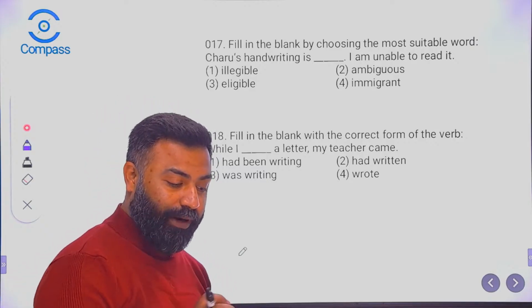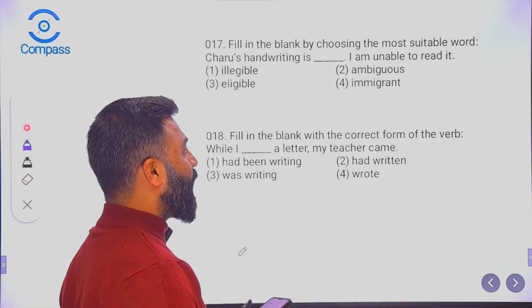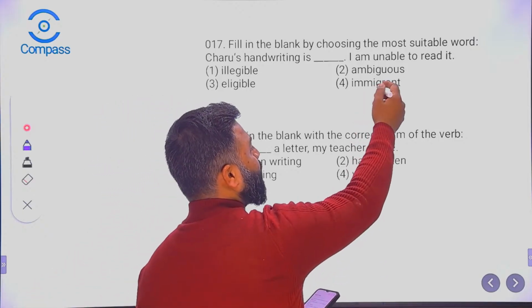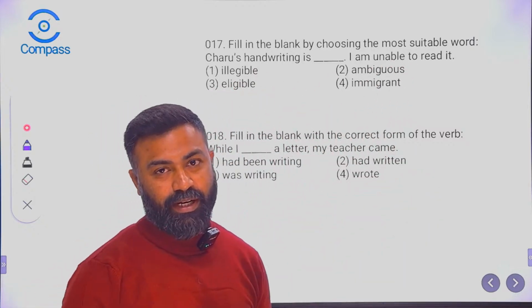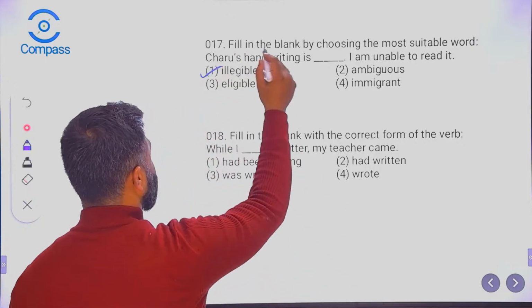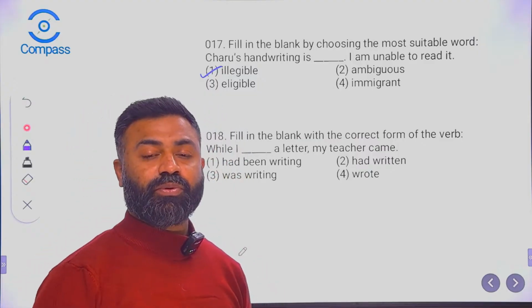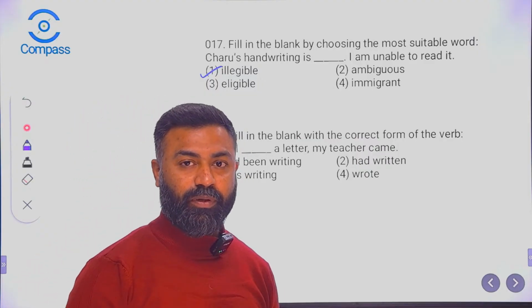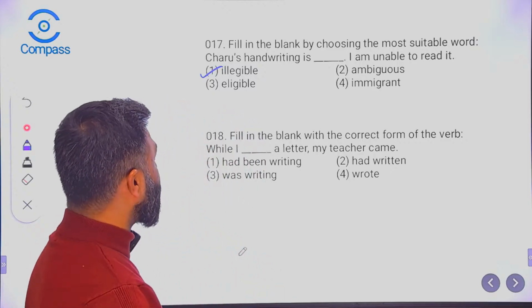When somebody writes something and then you are unable to read it, what do you call it? Is it ambiguous, immigrant, eligible, or illegible? What's the correct option? Okay, so the correct option is the first one, illegible. Something that is very, very difficult to read, that is called illegible. Okay, not clear enough to read. So illegible is the right word here.